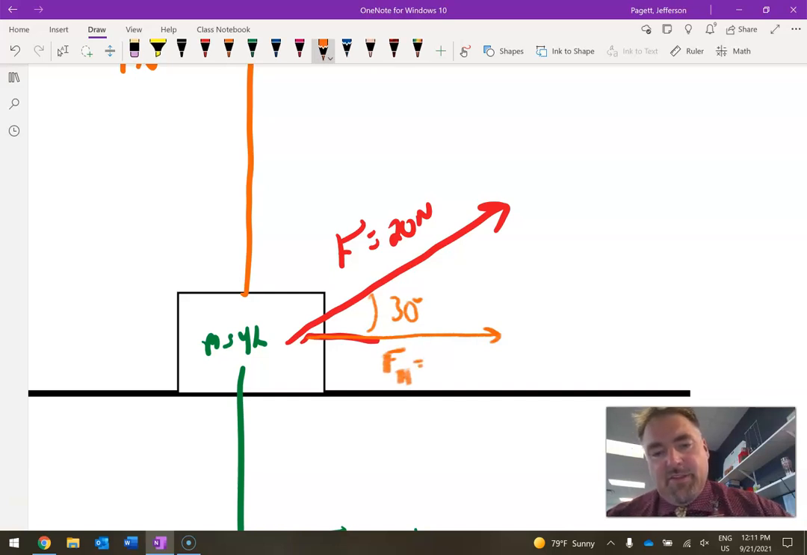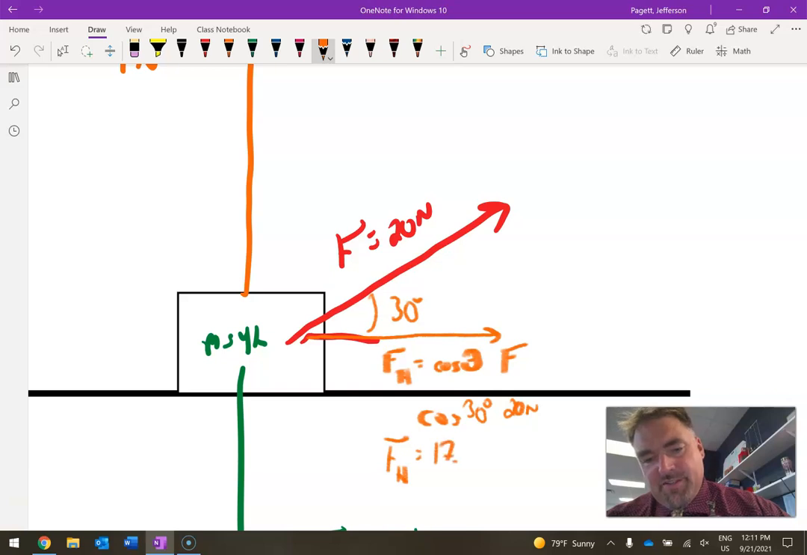which I can find by taking the cosine of my angle and multiplying that by F. So in this case, it would be the cosine of 30 degrees multiplied by 20 newtons. And when I do that, I get that FH is going to be 17.3 newtons.